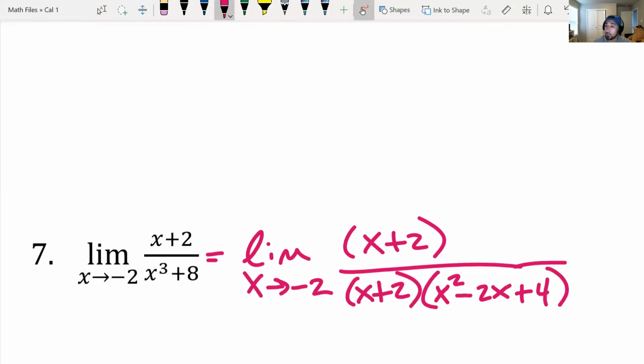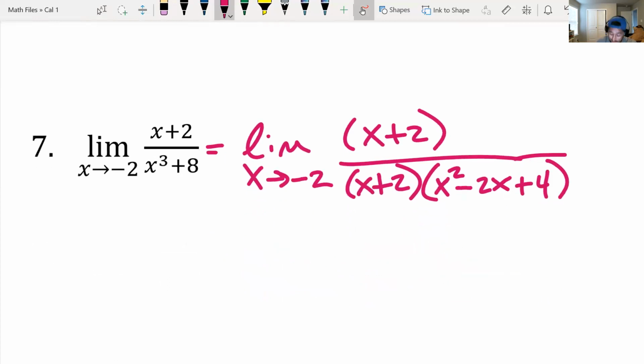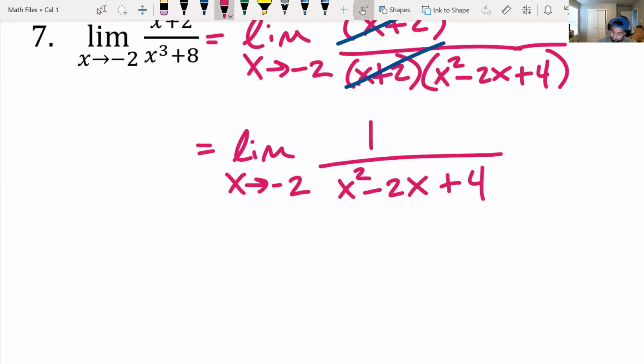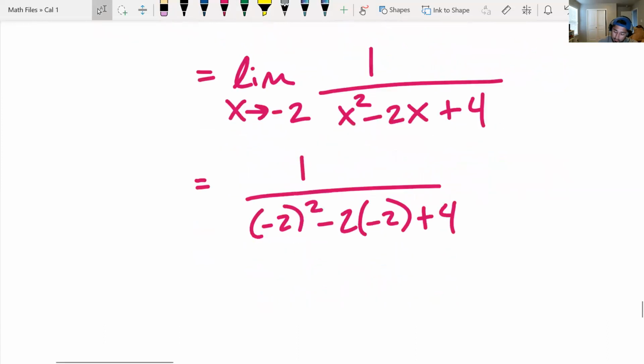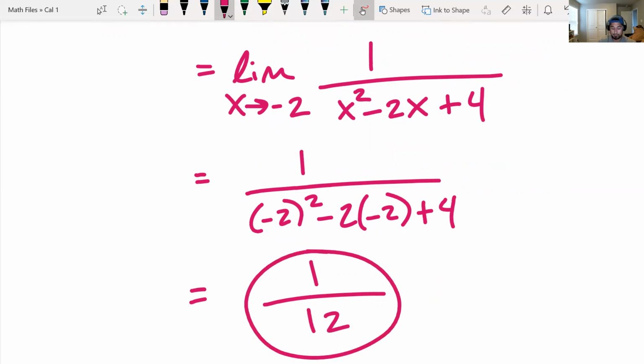If you don't remember how to factor a sum or difference of cubes, you should probably go refresh on that and make sure I'm right too, right? Okay, where you see that your x plus 2s cancel, and you get the limit as x approaches negative 2 of 1 over x squared minus 2x plus 4. It is now safe to plug in negative 2. So you'll get 1 over negative 2 squared minus 2 times negative 2 plus 4. And we will get 1 over 4 plus 4 plus 4. What is that, 12? 1 over 12. There it is.